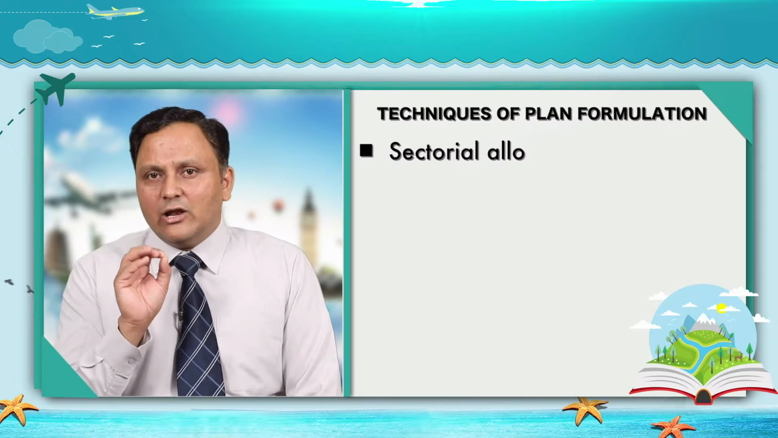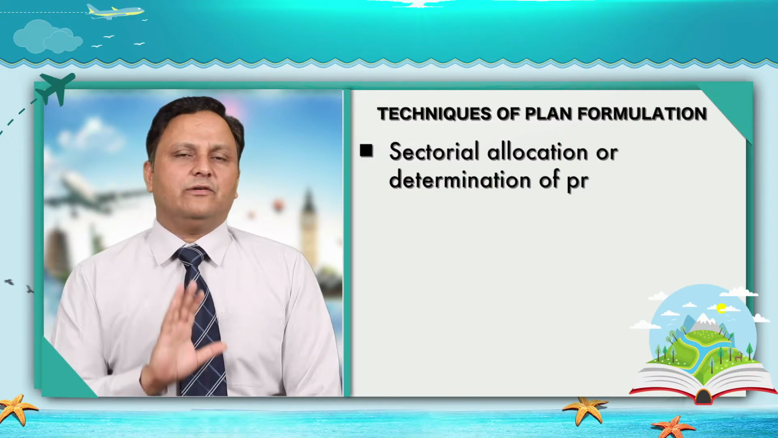With resource allocation, resource management is also crucial in a plan. The various resources have three basic attributes: utility, limited availability, and potential for depletion or consumption. Sectorial allocation, or determination of priorities.